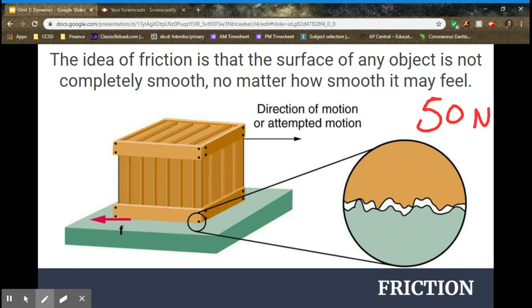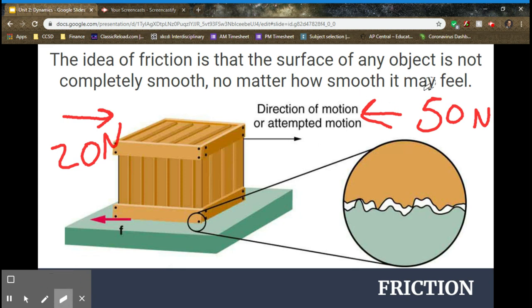What happens if I start pushing the box to the right with a force of 20 newtons? Is my static friction going to still be 50 newtons? Well, keep in mind, I'm trying to move the box to the right, so my static friction is going to the left. If my static friction is 50 newtons, then that means that I'll have a net force of 30 newtons to the left, which would mean that I push the box to the right and it starts moving to the left. That makes no sense whatsoever.